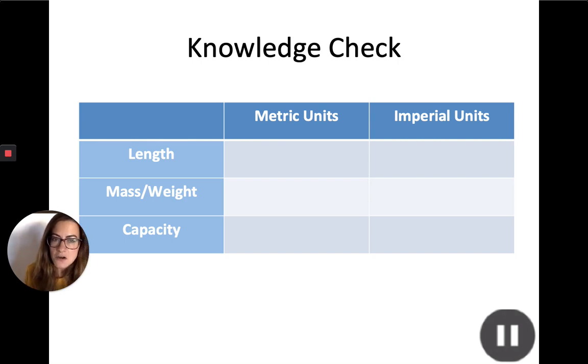I'll give you an example. For length, the metric units, you might list all the ones you learnt about last week, so centimetres, millimetres, metres, etc. But for imperial, we just learned that you use things like inches, but we also learnt about the ones you use if you're driving a car and the distance, so think about what we said we use for that. Okay, so pause the video, fill in the table, and press play when you're ready to see the answers.